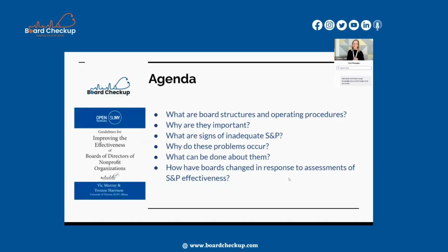Right, so let's begin. What is this agenda about? What are board structures and operating procedures? Why are they important? What are the signs of inadequate structures and procedures, or where there's challenges around them? Why do they occur? What can be done about them? And how have boards changed in response to assessments of them within the context of board effectiveness?